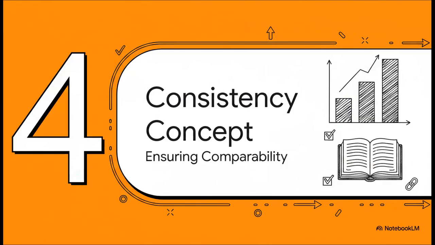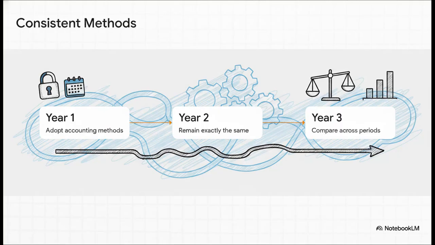All right, Section 4, consistency and transparency. So, how do businesses build long-term trust and ensure honesty year after year? They do it through the consistency concept. This rule clearly states that the accounting methods and procedures adopted by a business absolutely must remain the exact same from year to year. You pick a method in year 1, you stick with it in year 2, and you keep it rolling in year 3.